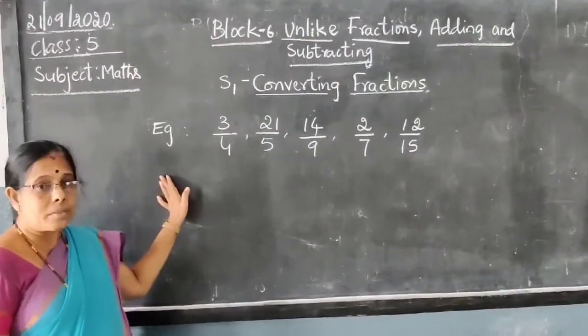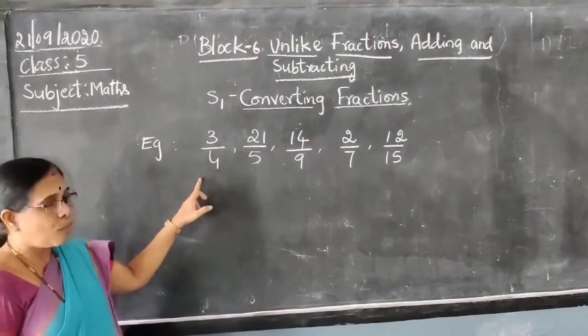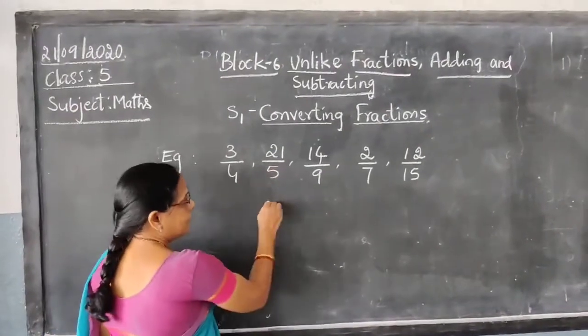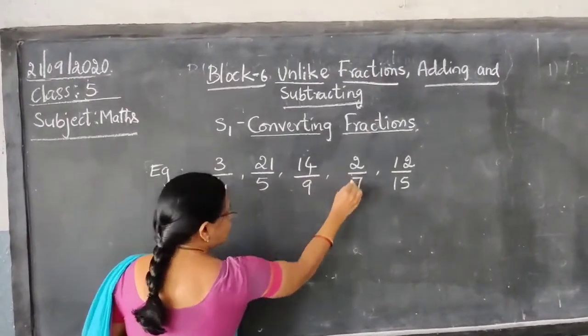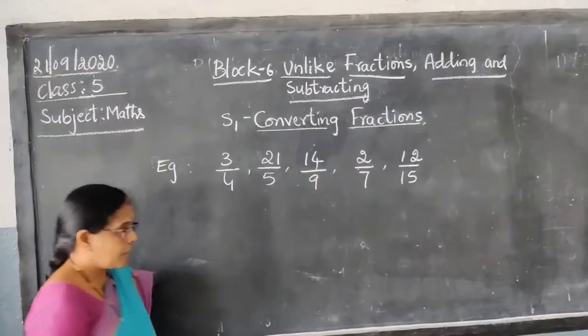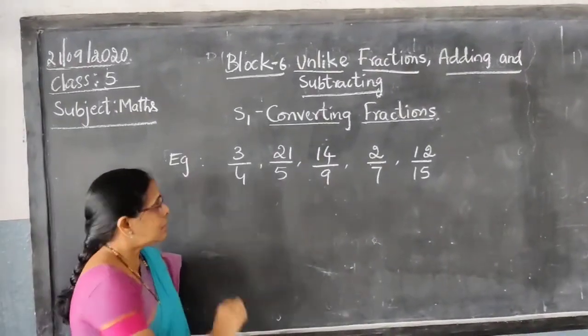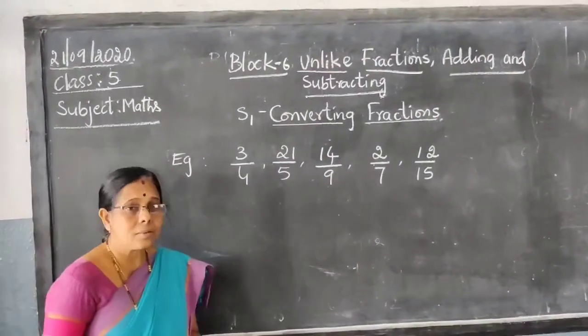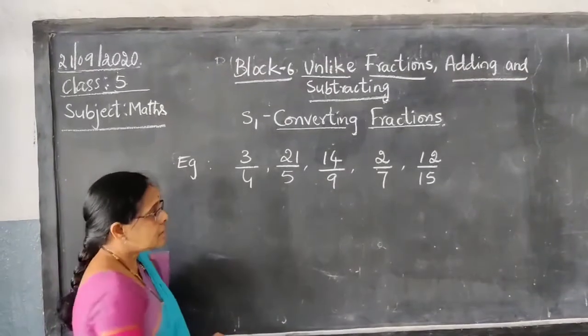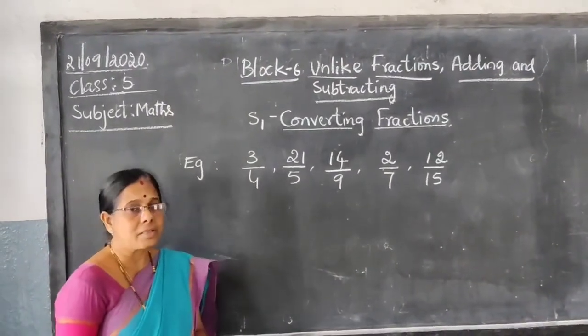These are the examples I wrote here: 3 by 4, 21 by 5, 14 by 9, 2 by 7, 12 by 15. Children, in these examples, which are the proper fractions and which are the improper fractions?